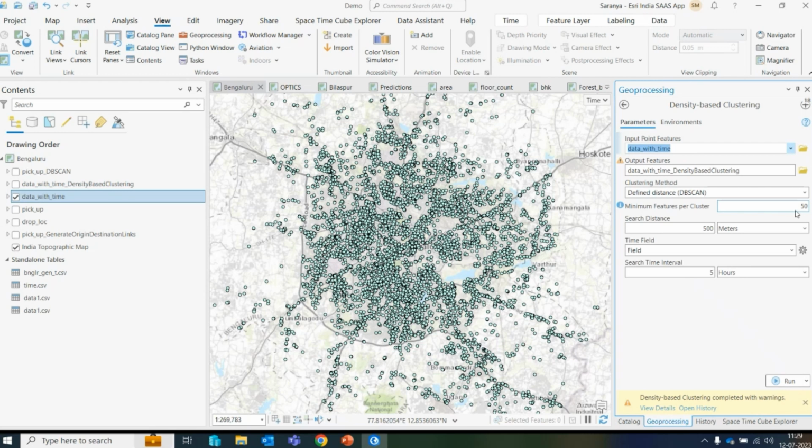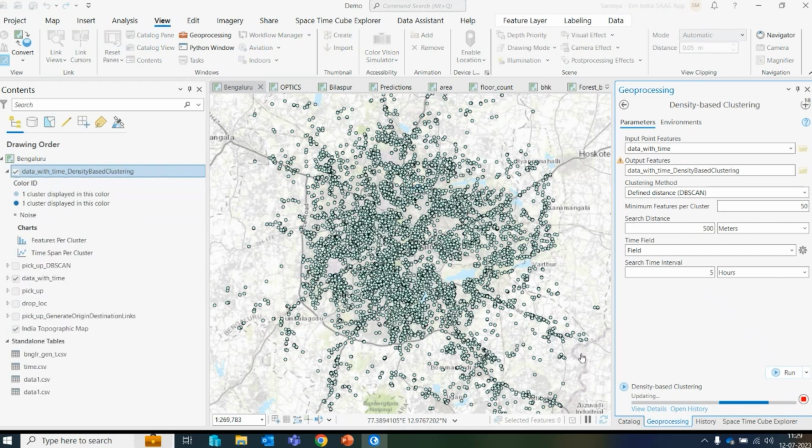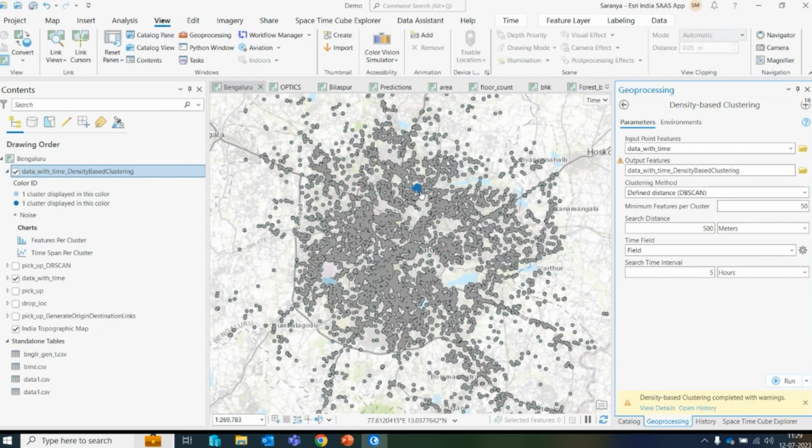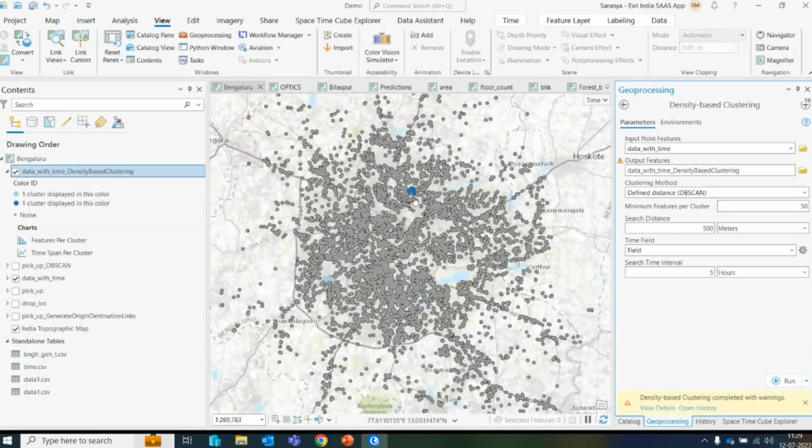So here I'm interested in finding the same cluster which has 50 features in 500 meters, but I want this cluster to be within a 5-hour interval, which means that I want to maximize the pickup points in this 5-hour interval. So when you run this data, the algorithm will try to identify the clusters with not just space, but also the time. So it has identified 2 clusters.